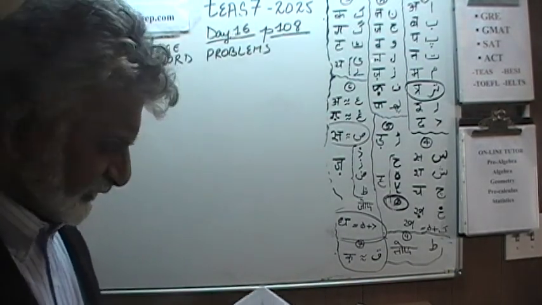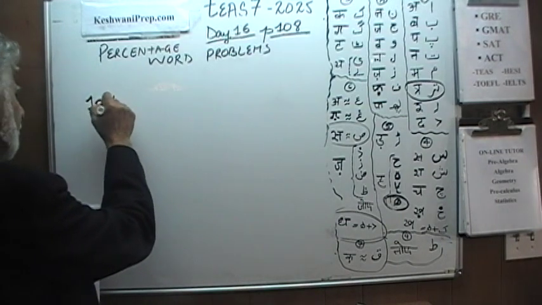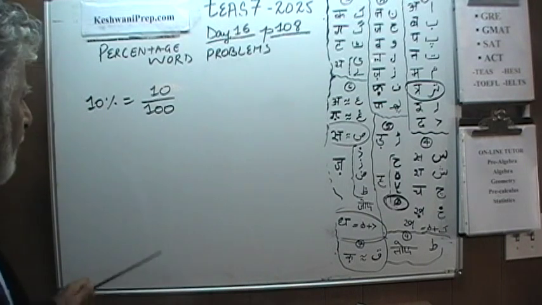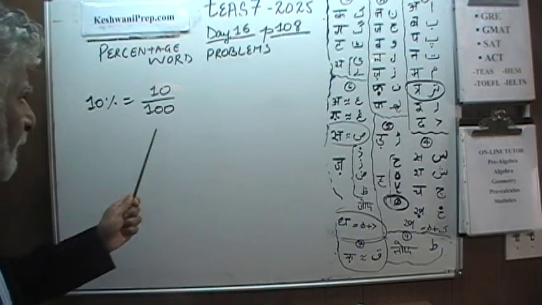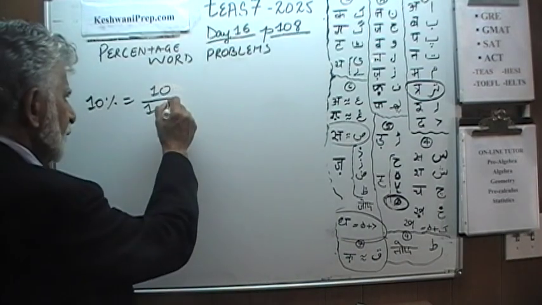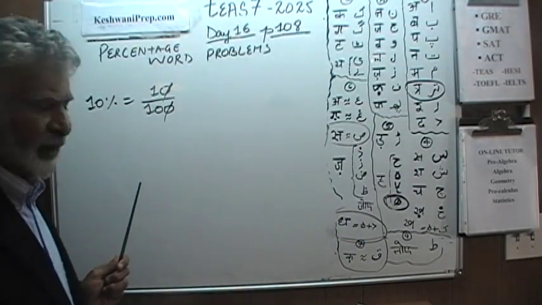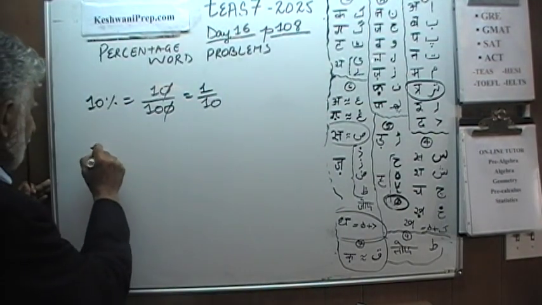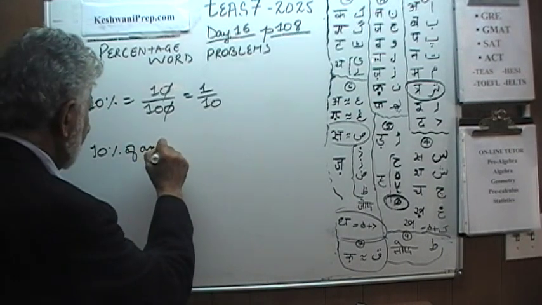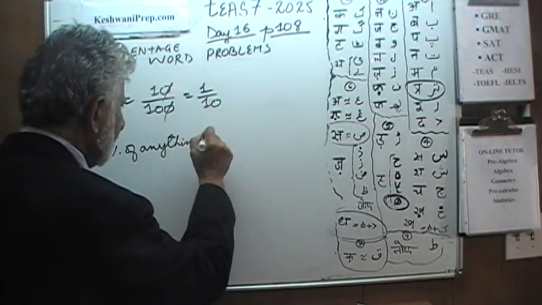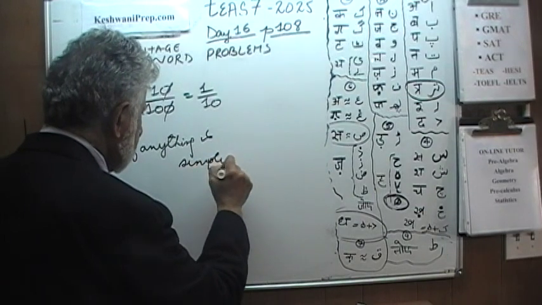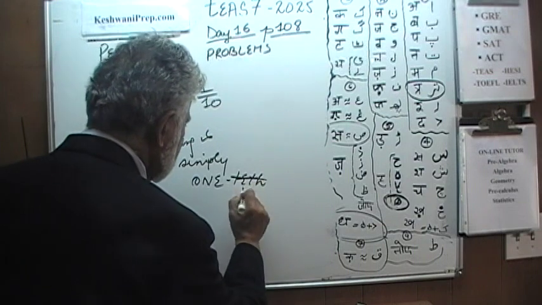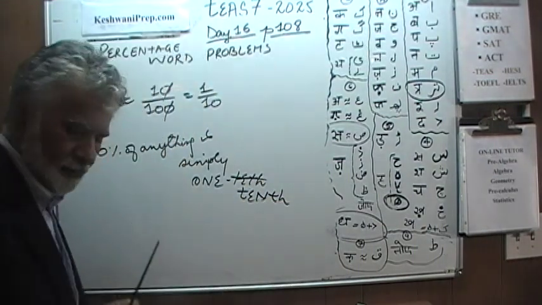Let's look at a very simple thing, 10%. What does 10% mean? 10% means 10 out of 100. As we can see, this fraction can be reduced. We can divide top and bottom by 10. If we do that, the 0 gets knocked out, and we are left with 1/10. So 10% of anything is simply one tenth of whatever it is that is given to us.